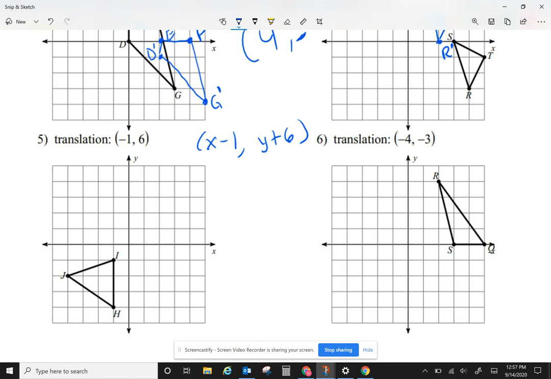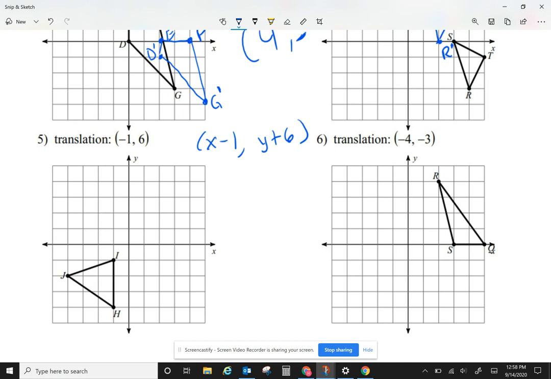Now for displacement, notice how my -1, I write it with the sign included, x minus 1. Notice my 6 on the y value is a positive 6. So if I write it in notation, I write y plus 6. So the way we're going to do this is 1 to the left and 6 up.